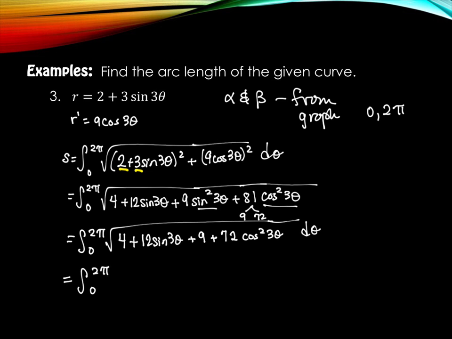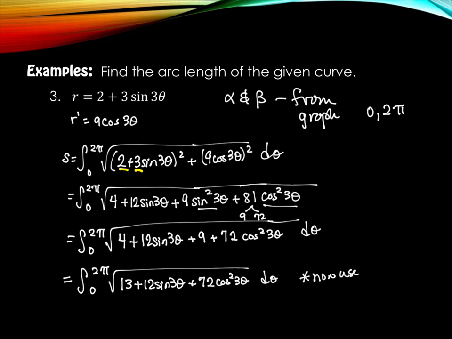And at this point, we're going to clean up a little bit, but we would actually need our calculator to do this. So this is 13 plus 12 sine of 3 theta, and we would have our 72 cosine squared of 3 theta. We could use a power reducing formula, and that's fine, but it's not going to get us where we need to go. We're still not going to have a perfect square underneath here that we can take the square root of. Okay, it's not going to happen. We're going to get it as cleaned up as we can, which we did, and so now we're going to use a calculator.